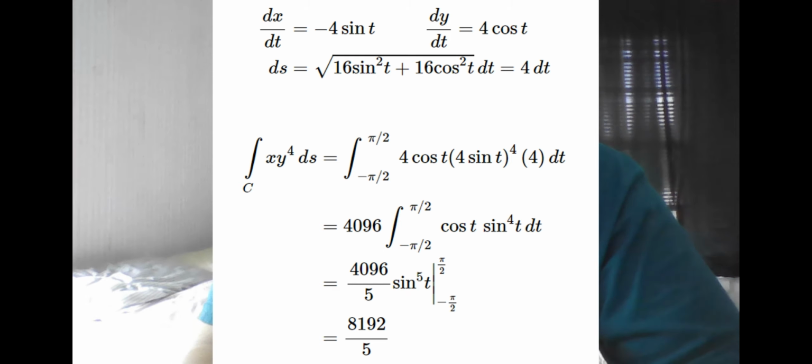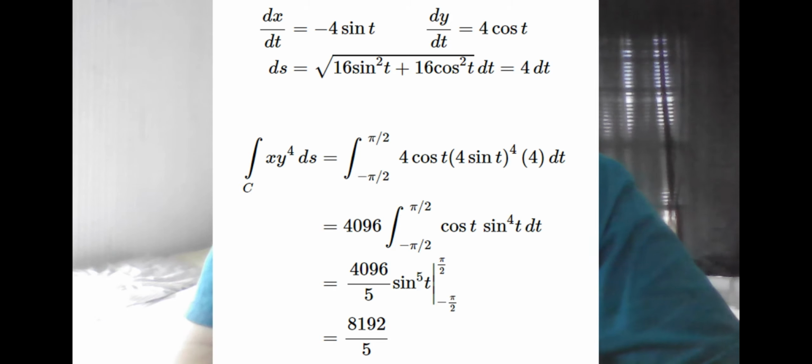We now isolate away all the constants from the integral as we would usually do, then compute the integral using u substitution, and we get a final answer of 8,192 over 5 for the value of the line integral.